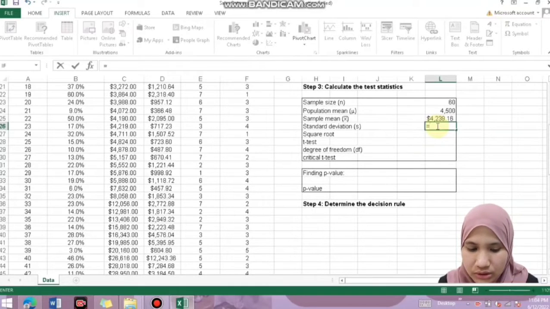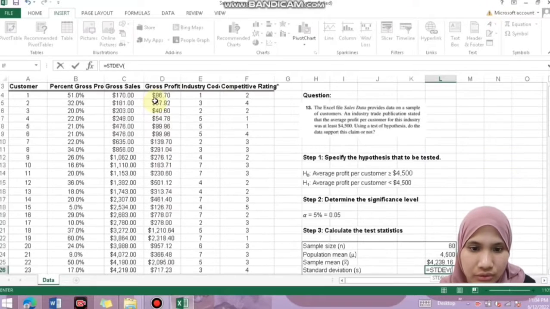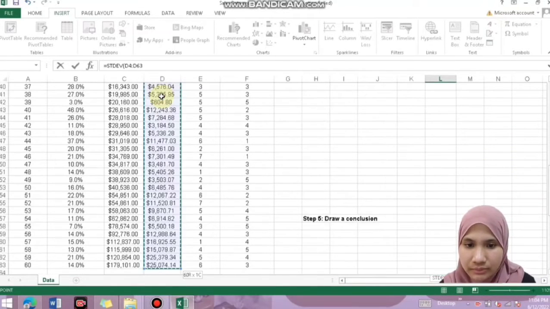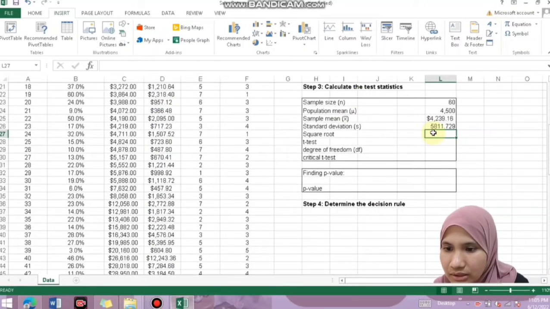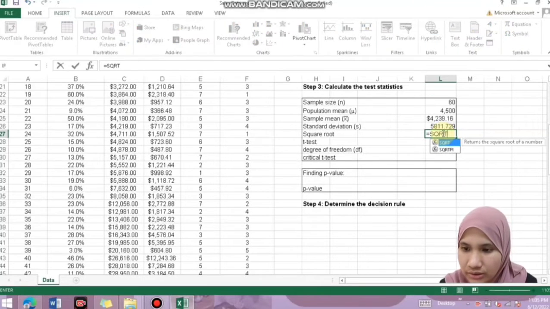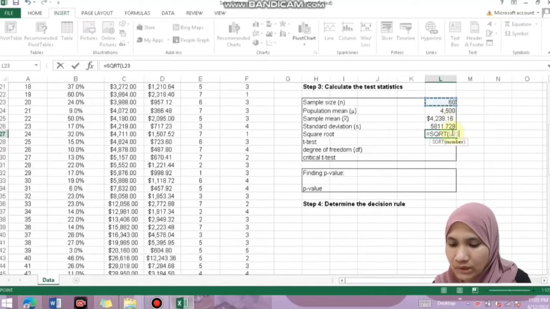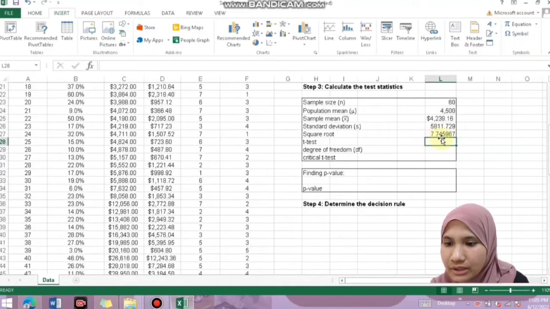For the standard deviation, we have to use the standard deviation function. Here we type equal STDEV, select this one, and go to the same column, gross profit, select this, Control Shift and press down, enter. We get 5811.729. For the square root, we use the square root function SQRT, double click, and for the number we put the sample size, which is 60, and enter. We get 7.75.